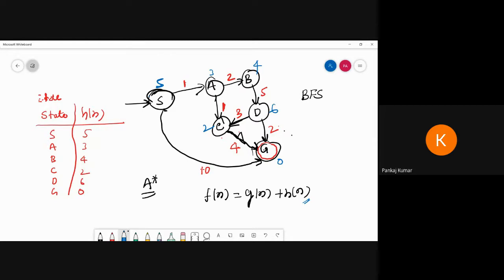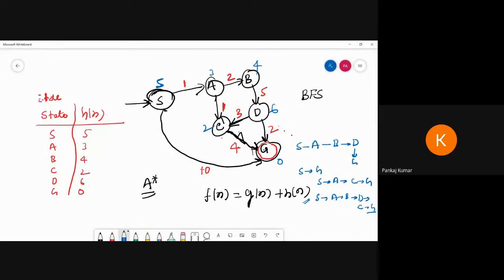Okay. Now, what is the actual cost we can calculate? The actual cost from S to G is 10. Like this one, S to A, then A to B, then D, then G is possible, or we can follow this one. This is also possible: A to B, B to C, C to goal. There is also a possibility to reach the goal: A to B, B to D, D to C, and C to goal. So this is the way we can reach the goal.